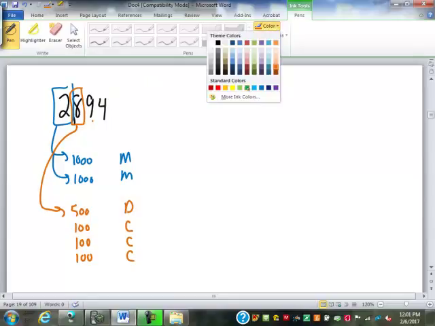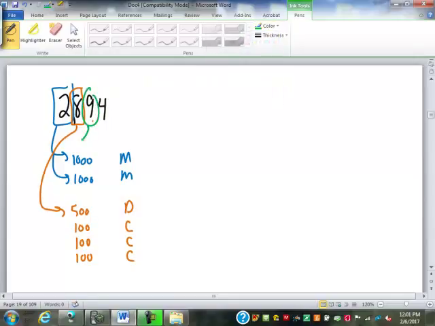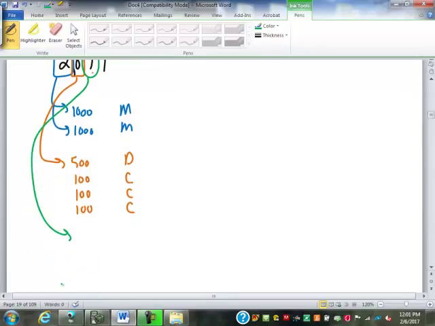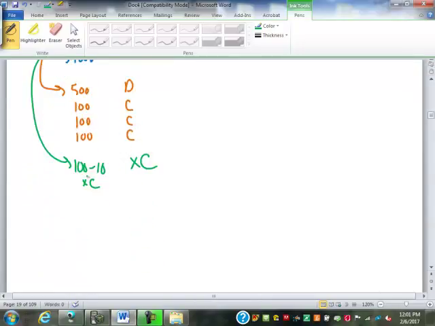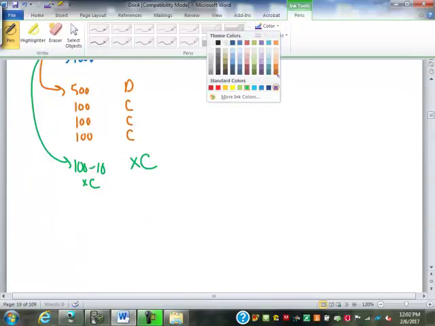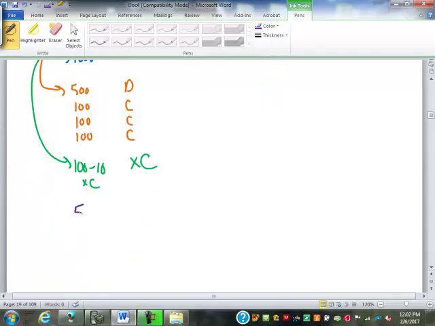90 is where we have to work a little harder. We cannot do 50 plus 4 10s. That won't work. So we have to do 100 minus 10 to get 90. So that's where we're going to do XC. And then for the 4, again, we can't do 4 1s, so we have to do 5 minus 1, which is going to be IV.